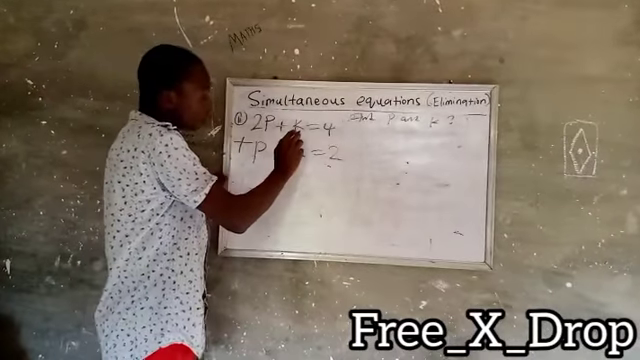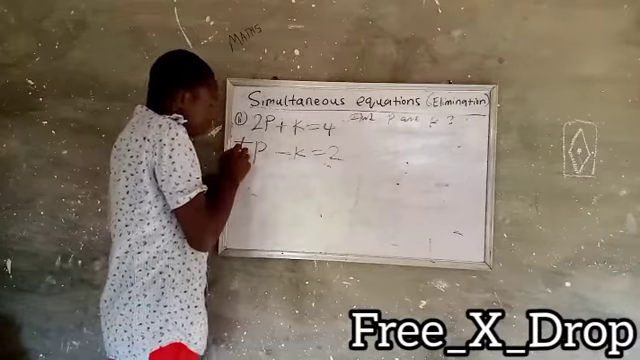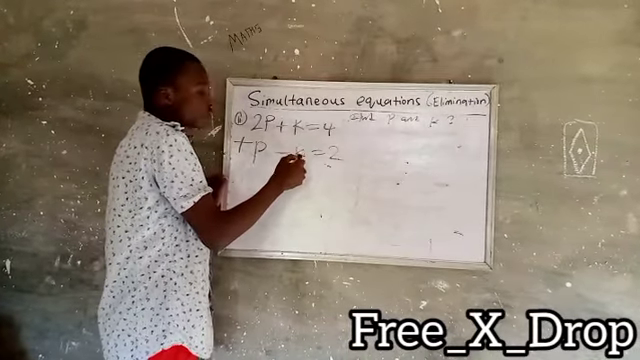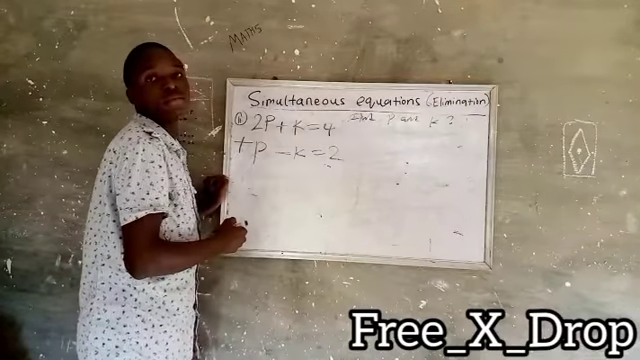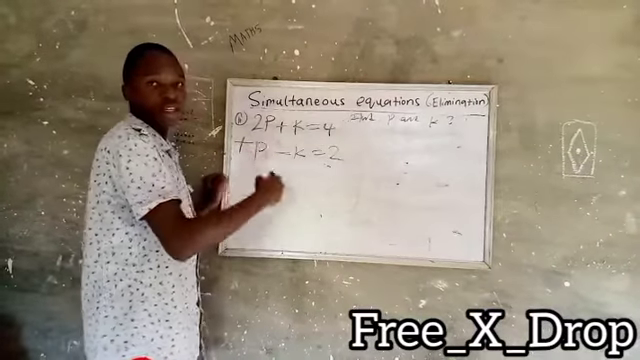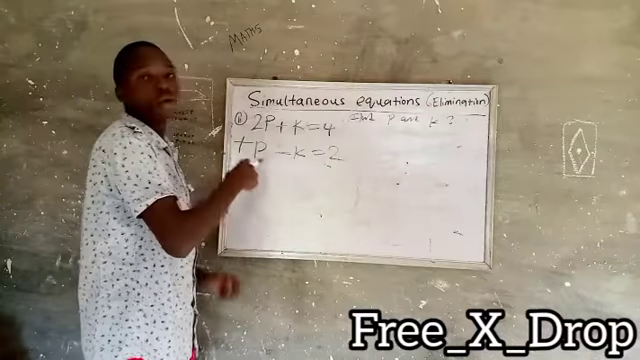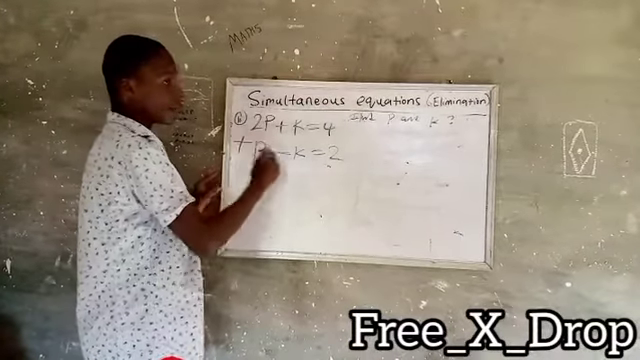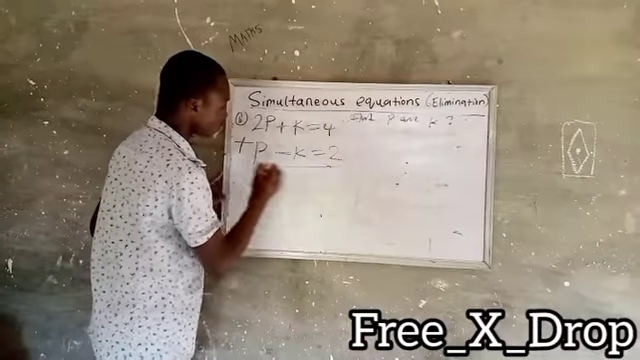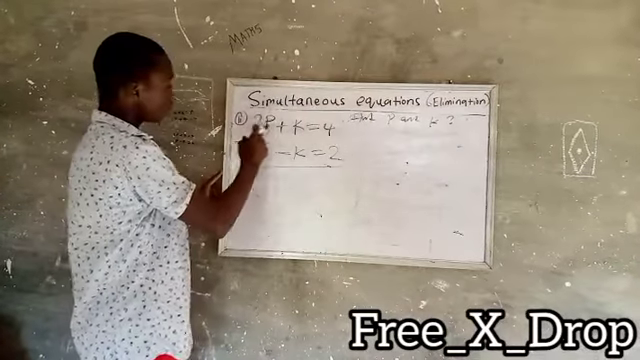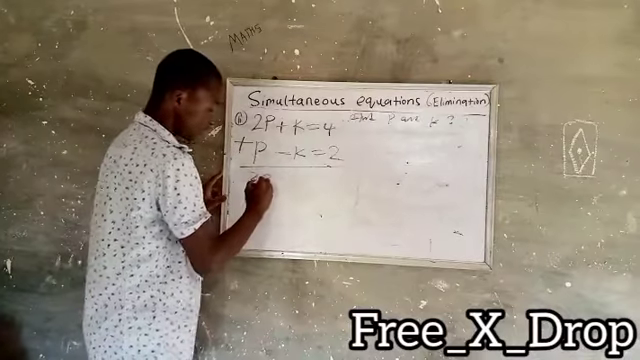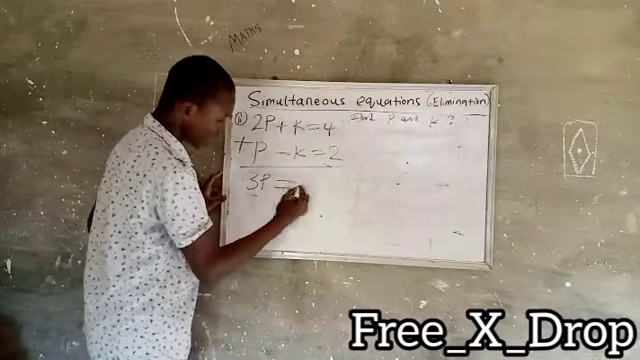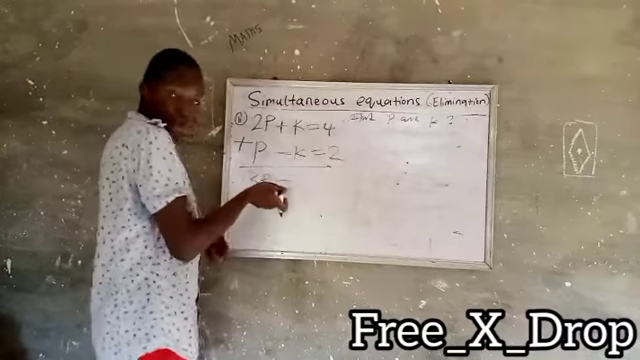Now let's go here. You have k plus minus k is equal to what? 0. K plus minus k is equal to 0. So what are we going to do? We are going to be using addition. Now, when we add this, we have 2p plus p, which is 3p, plus k plus minus k, which is 0. So there's nothing there. We just put our equal to next.